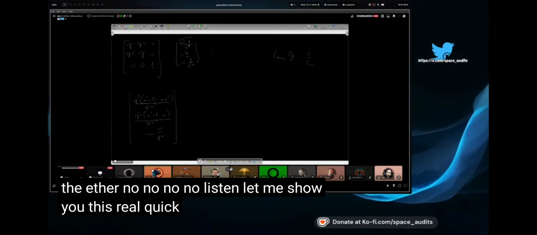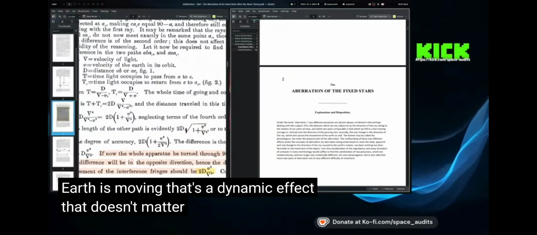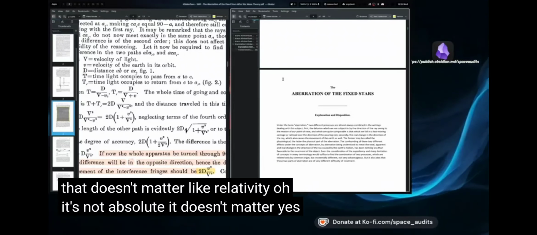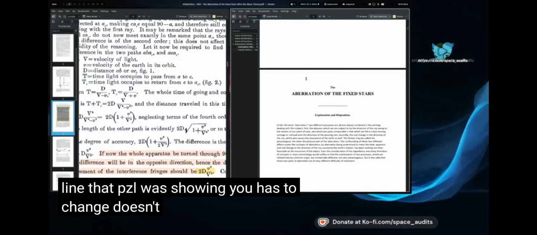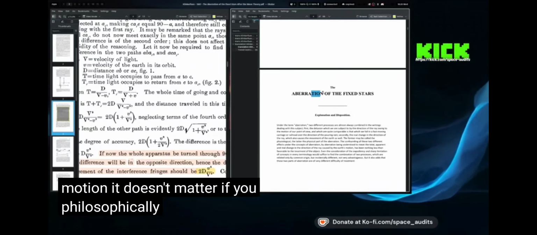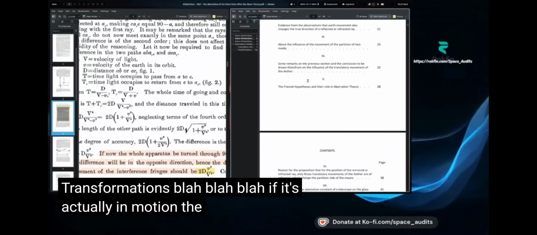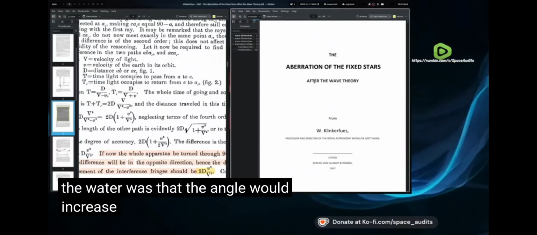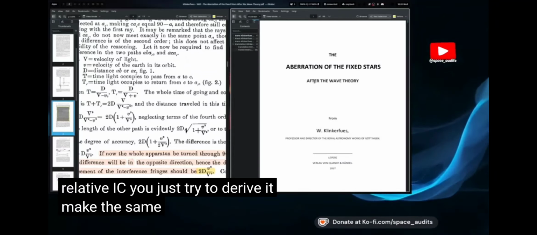No, no. Listen, let me show you this real quick before we wrap this up, because this is independent. If the Earth is moving, that's a dynamic effect. It doesn't matter, like relativity. It's not absolute. Yes, when you introduce water, that purple line that PZL was showing you has to change. It doesn't matter what theory you believe in. If the Earth is actually in motion, it doesn't matter if you philosophically think that you could treat it, due to reference frame transformations, blah, blah, blah. If it's actually in motion, the point of adding the water was that the angle would increase. Both theories, classical and relativistic, if you just try to derive it, make the same exact prediction.